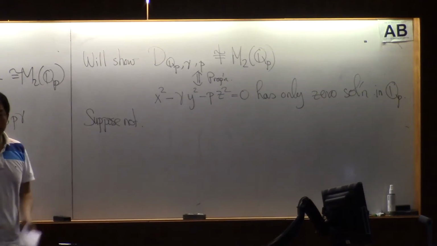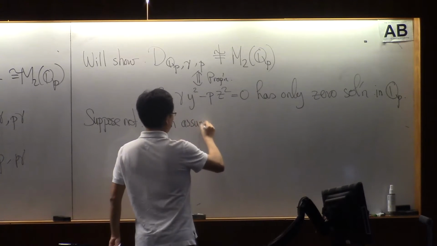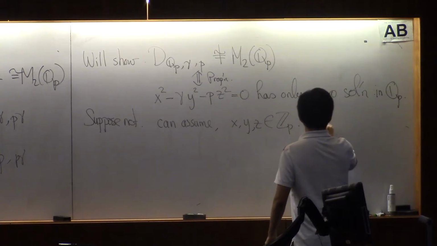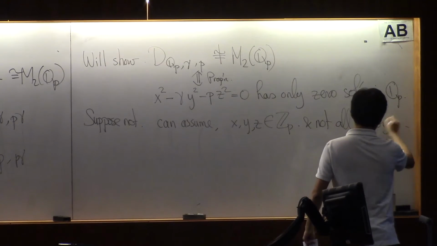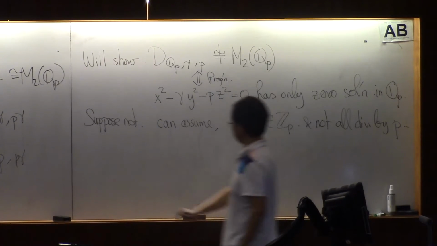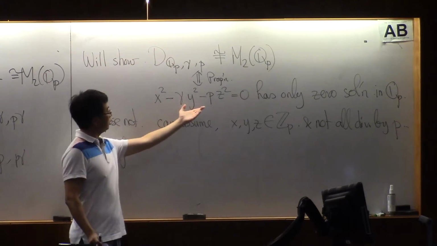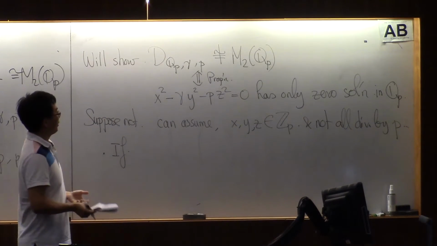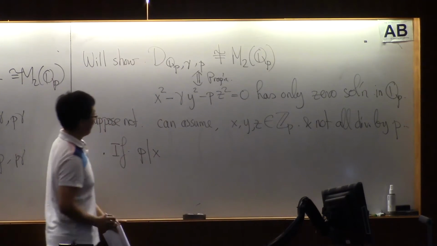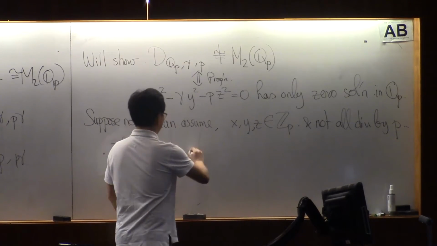I can scale x, y, z by a large power of p. So I can always assume that x, y, z are all in Z_p, and not all divisible by p. Otherwise, you can just multiply by p or divide by p to change things. The next step I want to do is modulo p. But I want to do it so that I get something nontrivial. So I want to make sure, for example, x is not divisible by p. So suppose x were divisible by p, and if you look at the equation, this is divisible by p, and of course you have a p here. So that means that p must divide y.